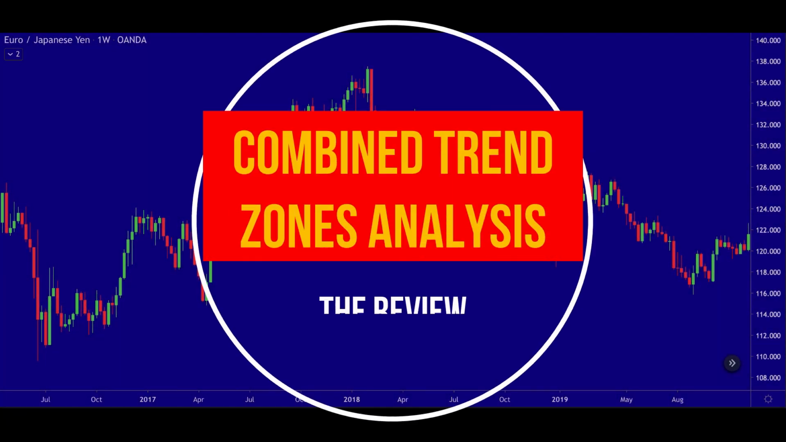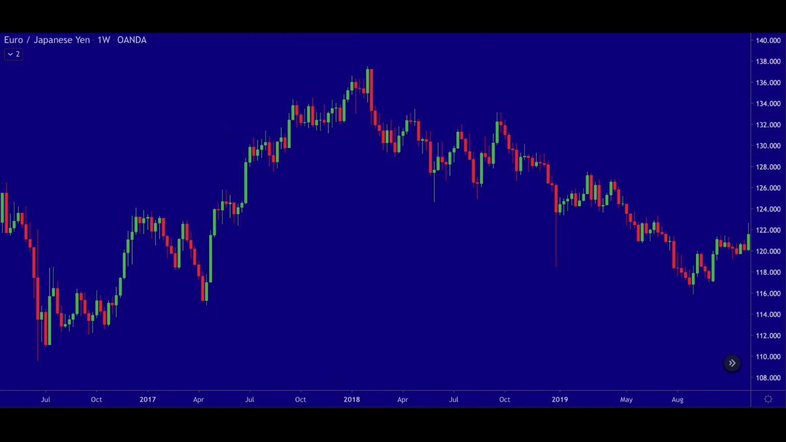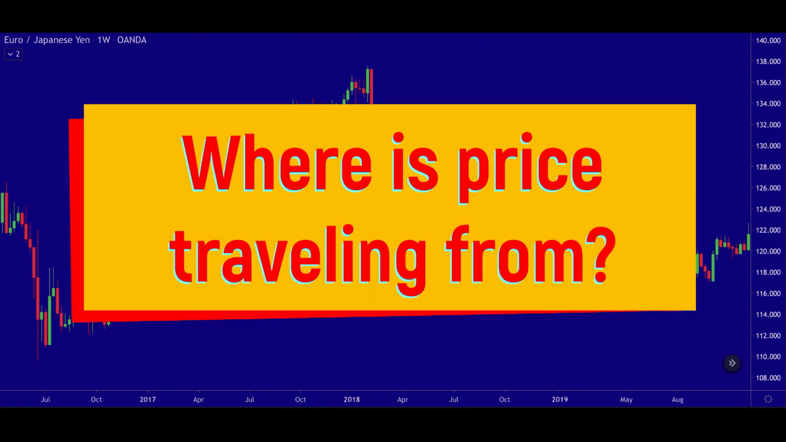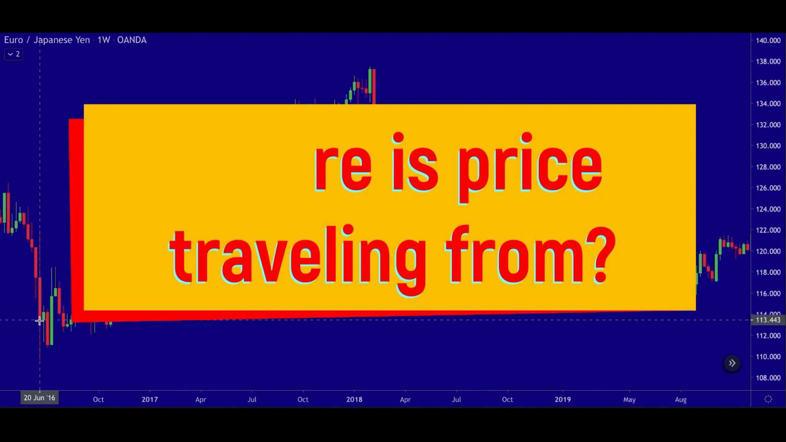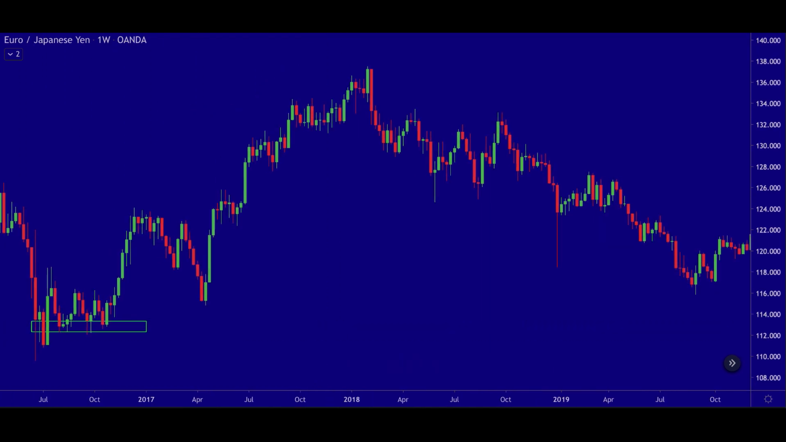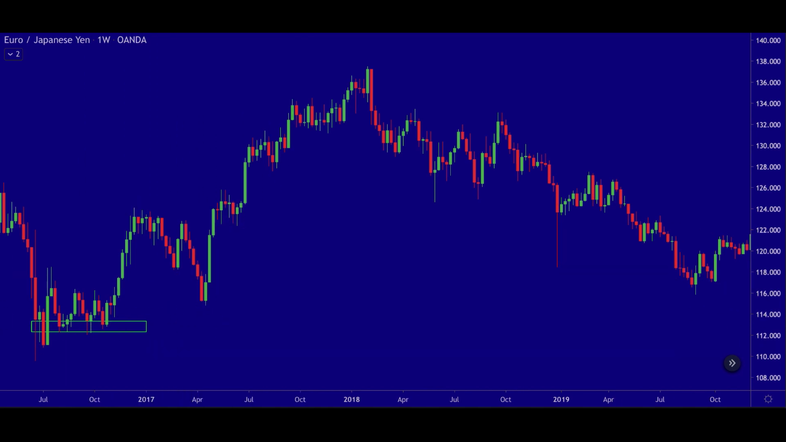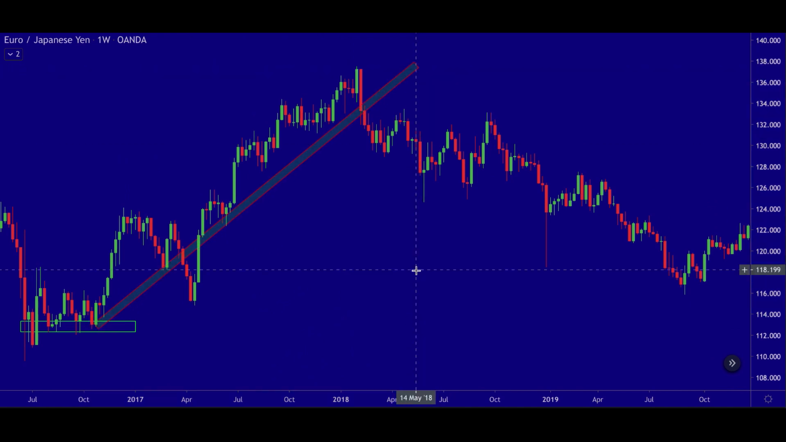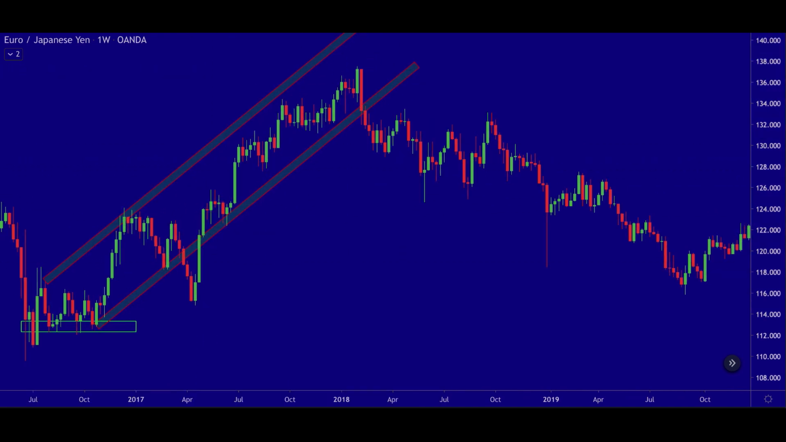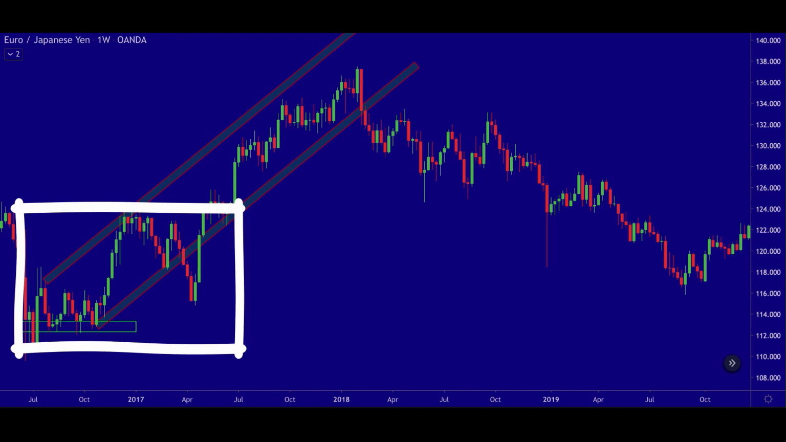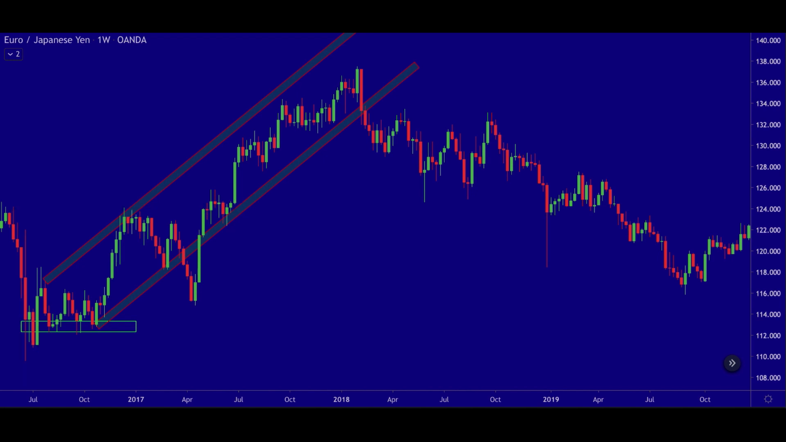Good day, guys. Today we're going to discuss combined trend zone analysis. So you know the first thing we ask ourselves is where's price traveling from? That helps us to be able to determine our strong support zone, which we can see the reset. The next thing we're going to do is draw our trend zones for our uptrend. Now, after we've drawn our trend zones, what we're going to do is look for our reset. So if you notice here, we're able to spot our reset.